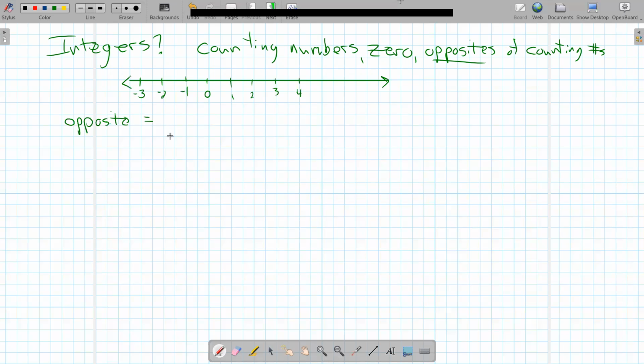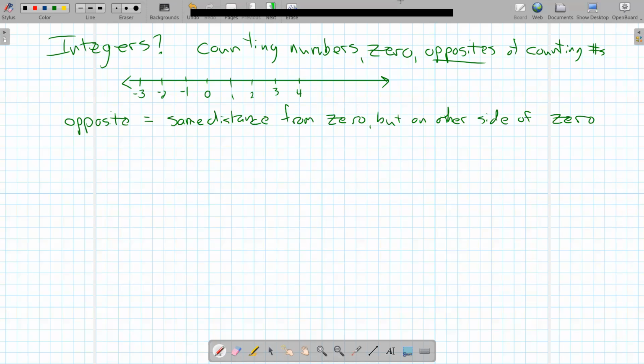It's one way to think about it. Same distance from 0, but on the other side of the number line. That's one way to think about opposite. Now, with that idea in mind, we do have ideas of opposites.